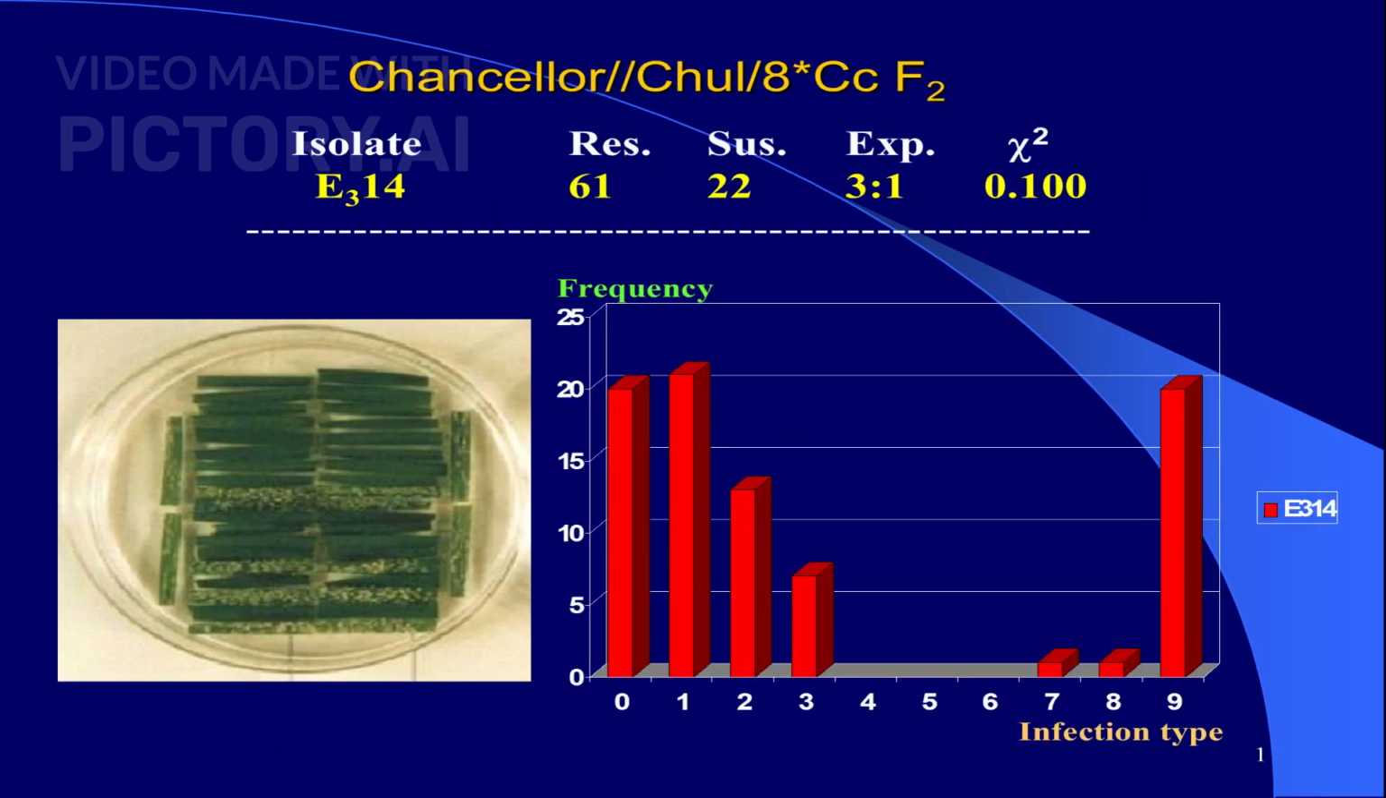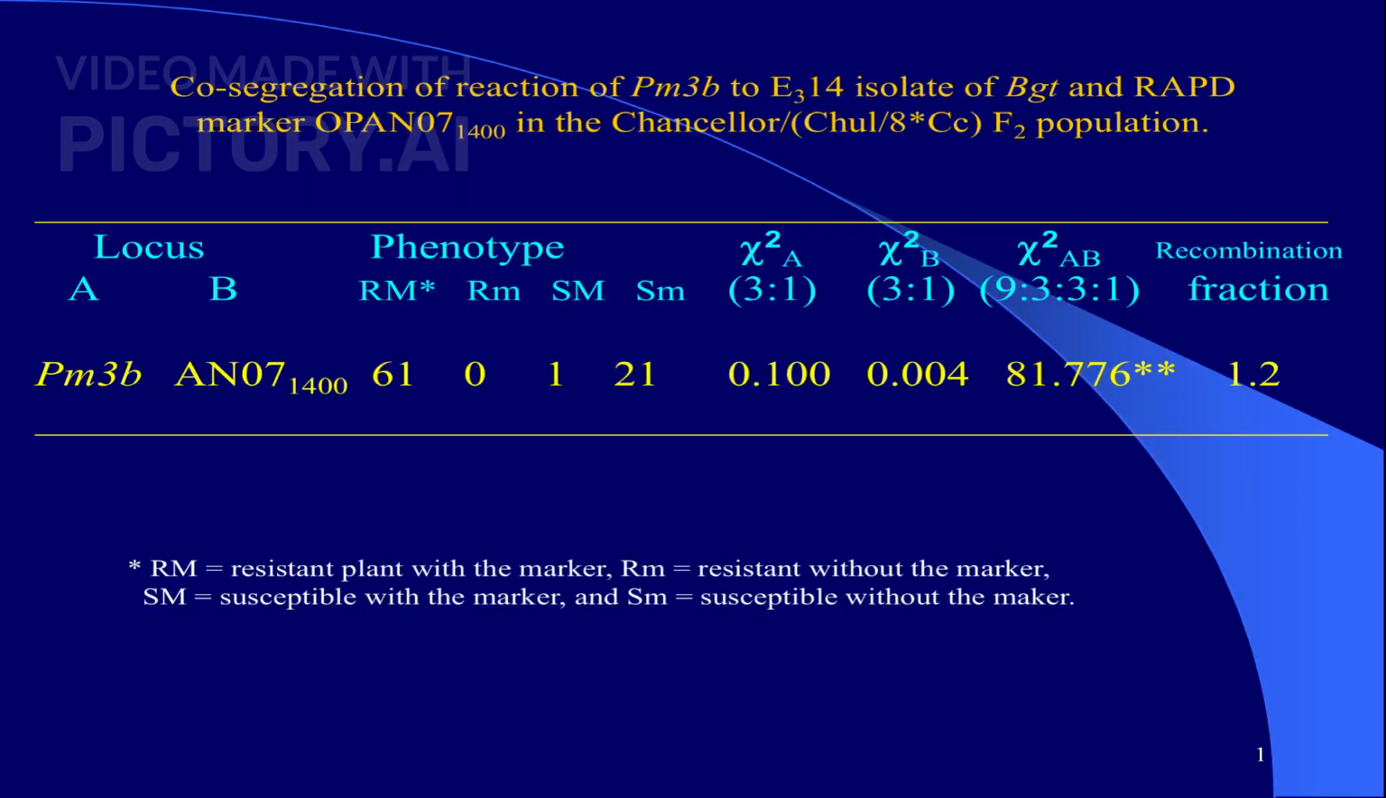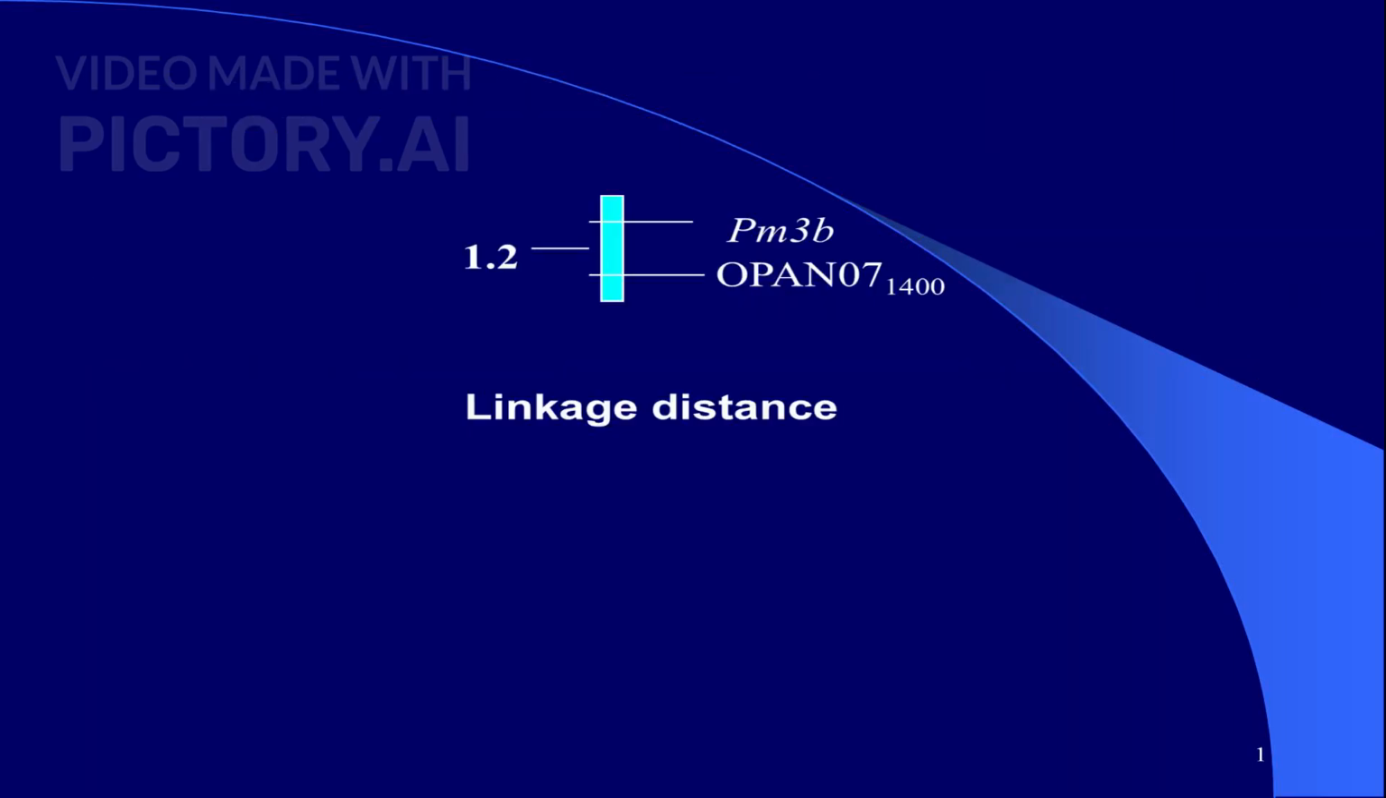We analyze infection types in wheat populations, using statistical methods to understand resistance levels and genetic markers. DNA amplification patterns in wheat populations reveal genetic differences, aiding in the identification of resistance genes. Co-segregation analysis helps us understand the relationship between genetic markers and resistance phenotypes, crucial for breeding resistant wheat. Linkage distance provides insights into the genetic relationship between markers, helping us map resistance genes effectively.